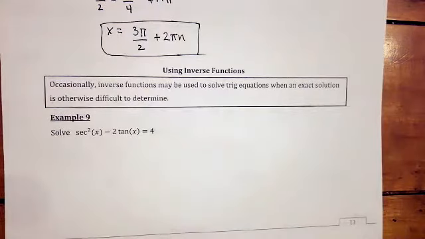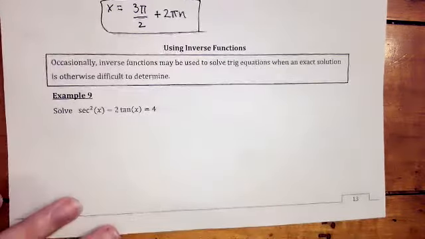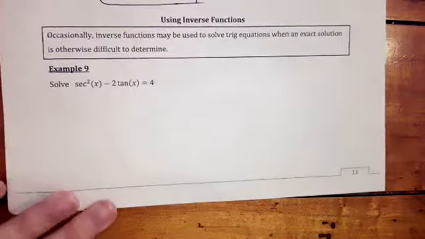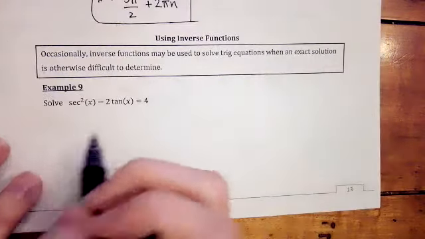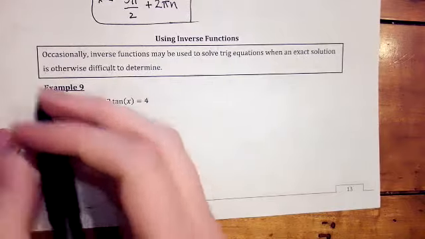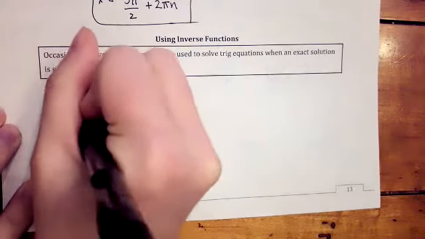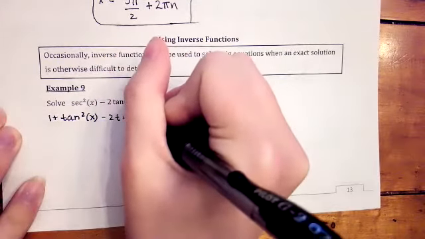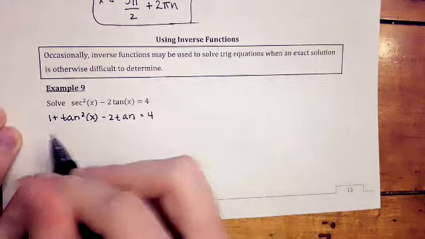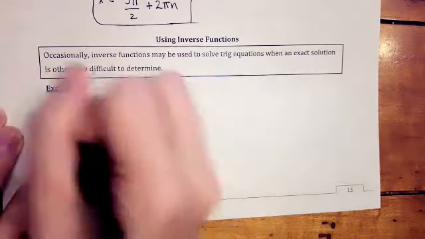Okay, last bitty thing, using the inverse functions. Every once in a while, we need to do that. Okay. So this only one, this last example, we have secant squared minus 2 tangent equals 4. Again, we want it in all one function, but we know that secant squared is 1 plus tangent squared. And I'm going to go ahead and move this 4 to the other side so that it is equal to 0, and I'll combine with that 1.